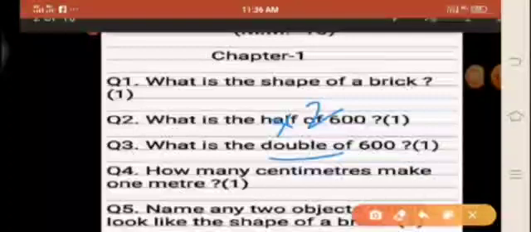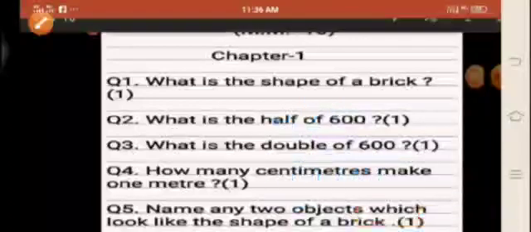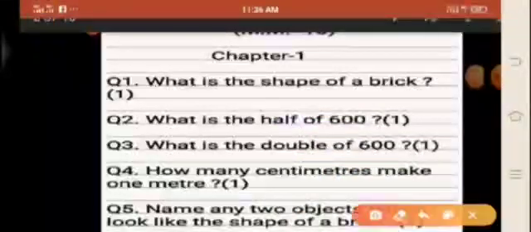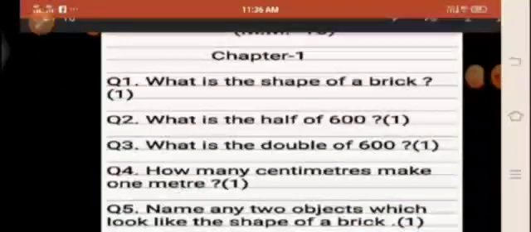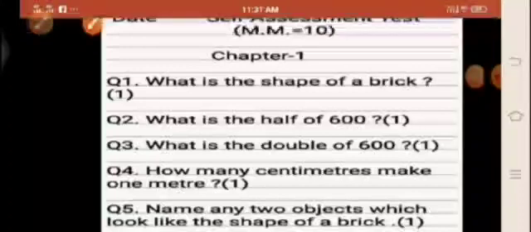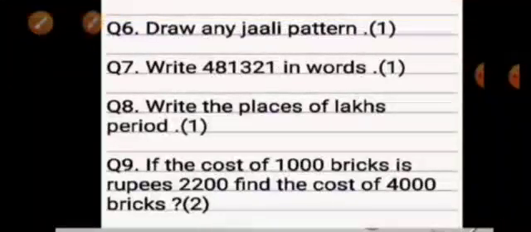Question 4. How many centimeters make 1 meter? That is 100 centimeters. Our next question was, name any two objects which look like the shape of a brick. It can be a matchbox, your lunch box, sharpener, eraser, and so many other objects. Next question was, draw any jali pattern. We did 2 jali patterns, so you have to draw any jali pattern.